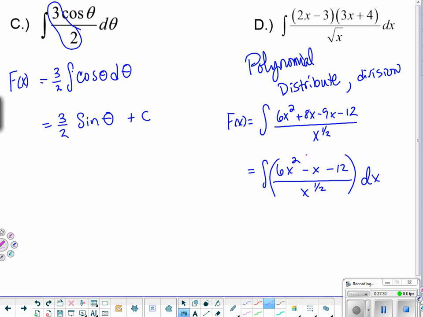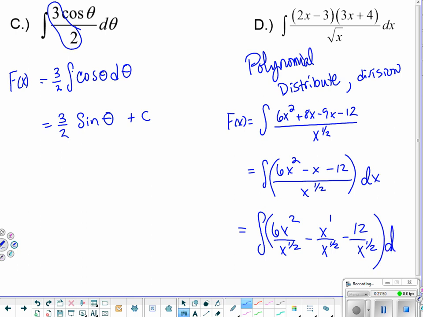Well, remember, your teacher loves these, so I'm going to do it in that technique of writing them, thinking of them as over. So I'd have 6x squared over x to the 1/2 minus x to the first over x to the 1/2 minus 12 over x to the 1/2 dx.